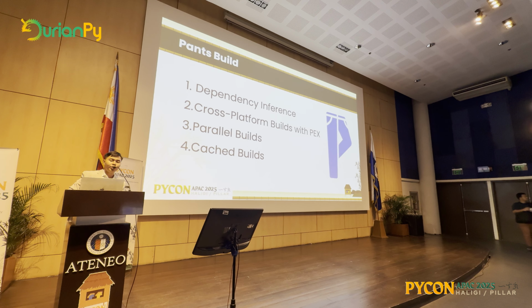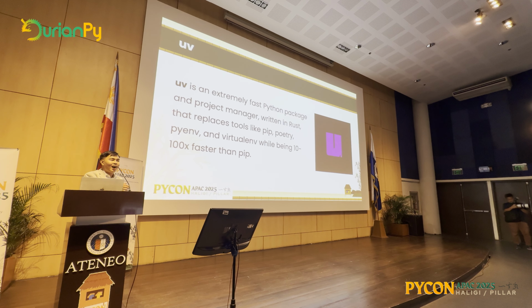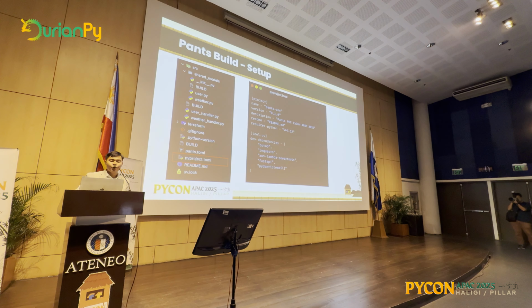So let me introduce to you UV. UV is a drop-in replacement for pip that promises 10 to 100 times faster install times. What you see here is that we have a pyproject.toml file, which is essentially a requirements file that specifies all of the requirements, the dependencies that we need for our entire project. So that's just one requirements file defined for the whole project.